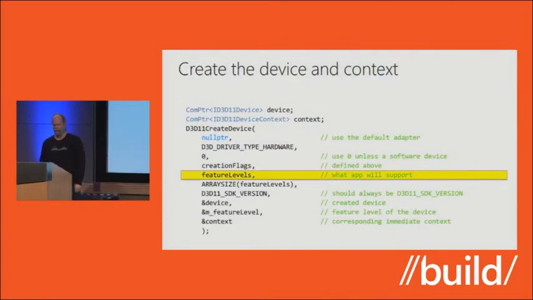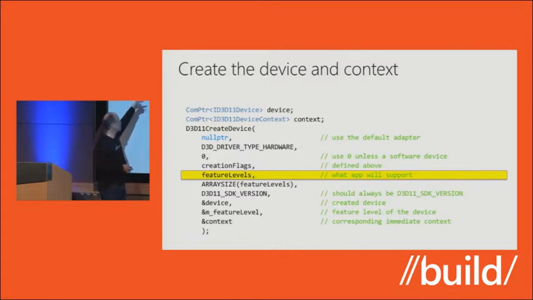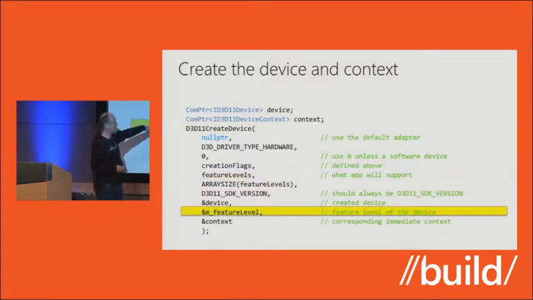So this is when you create the device, the interface to Direct3D, you specify that struct, which is the list of levels, and then you get back the actual feature level that the implementation recommends that you use among that list.